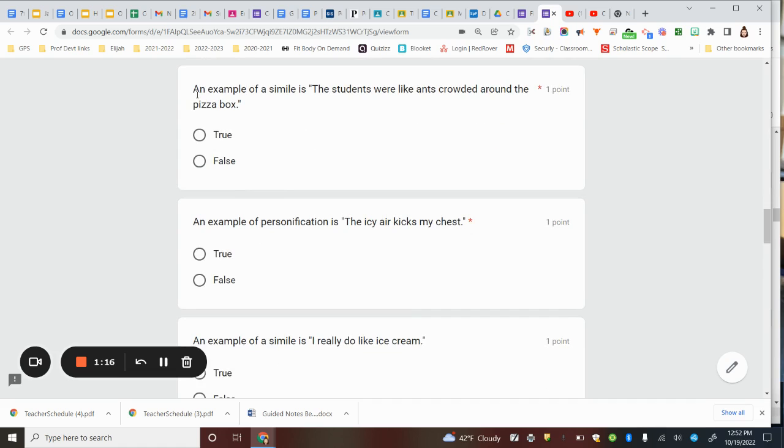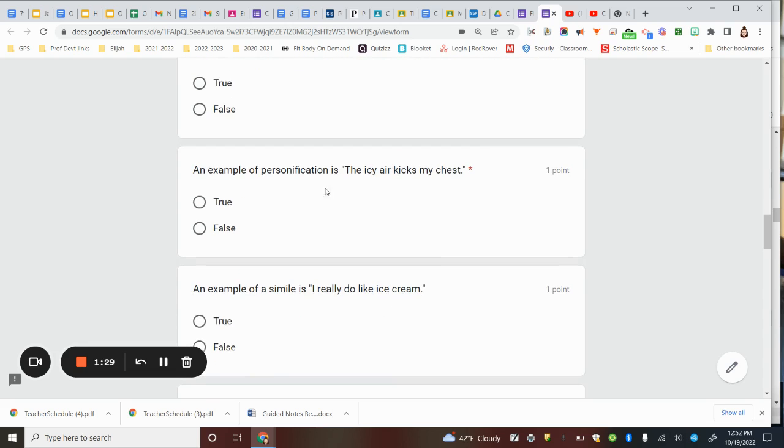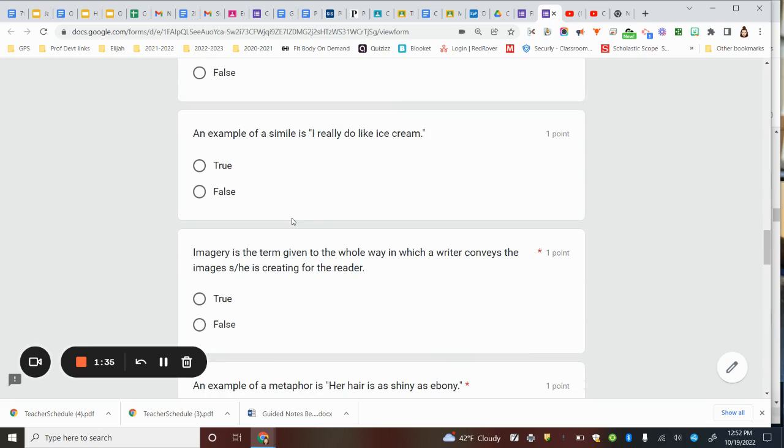The next one. An example of a simile is the students were like ants crowded around the pizza box. True or false? The next one. An example of personification is the icy air kicks my chest. True or false? The next one. An example of a simile is I really do like ice cream. True or false?